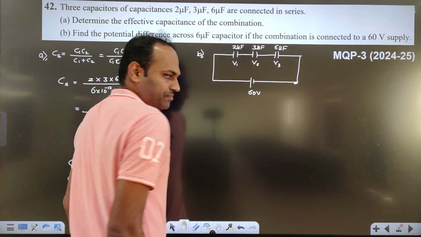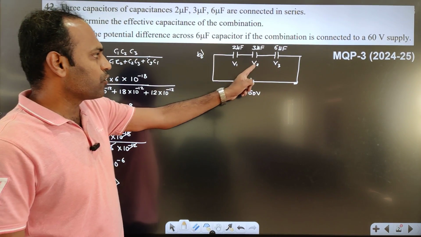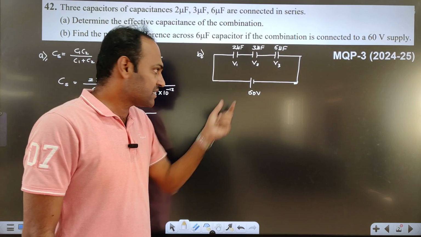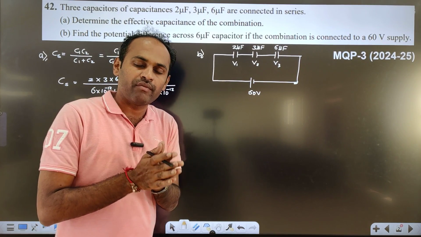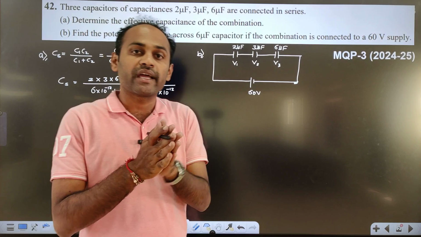It gets divided into 3 parts. So V1 plus V2 plus V3 will be equal to 60 volt only. We know very well in series combination the voltage will get divided.